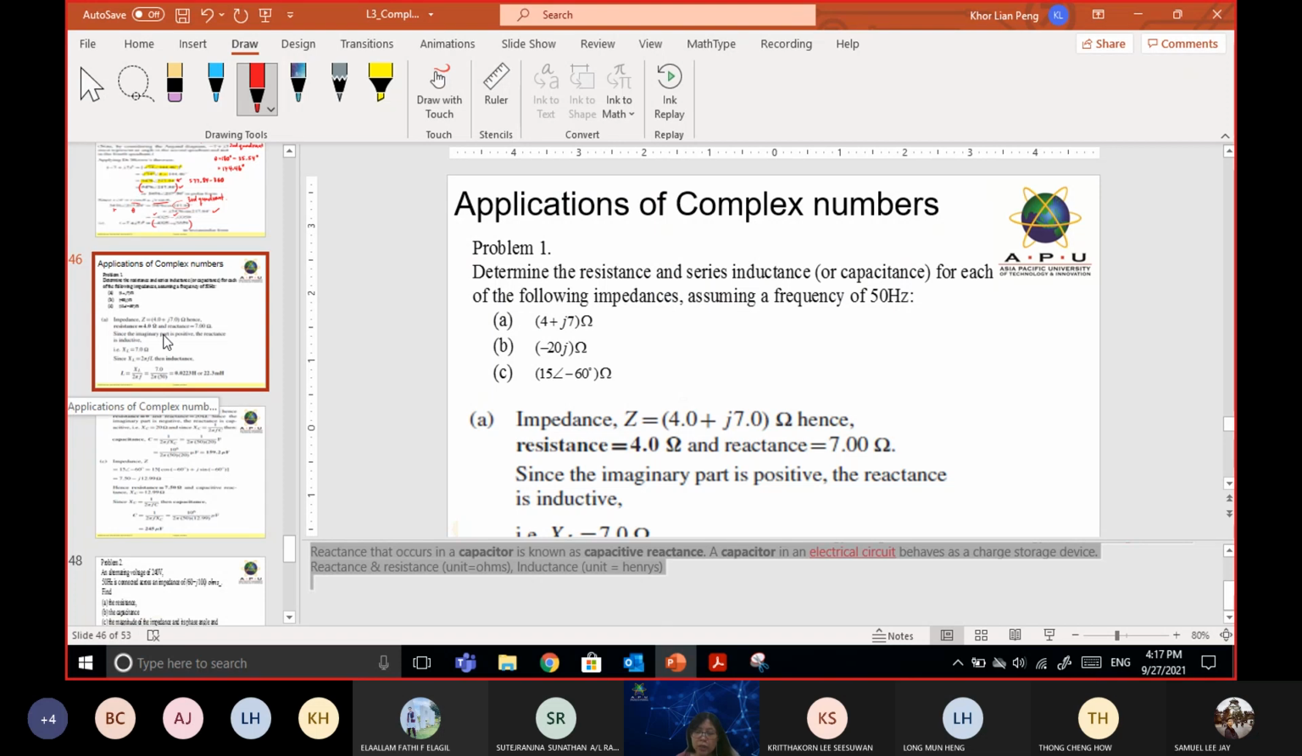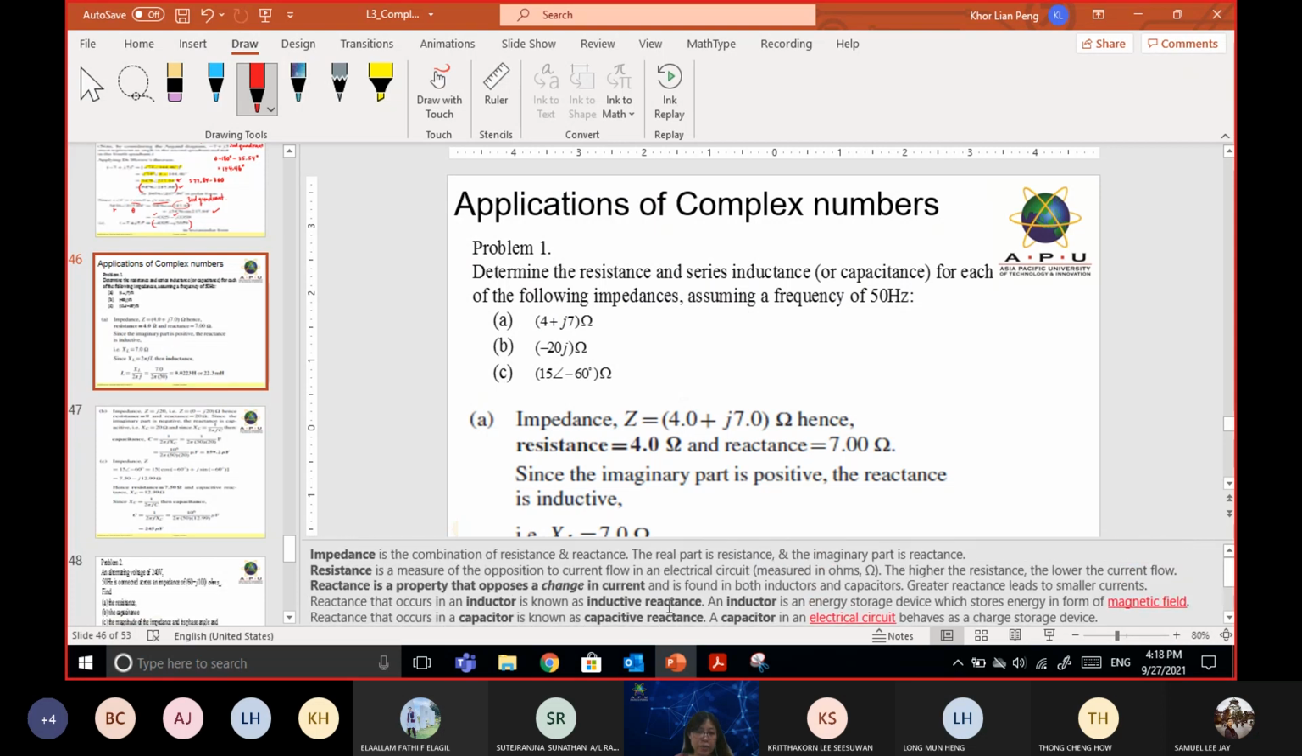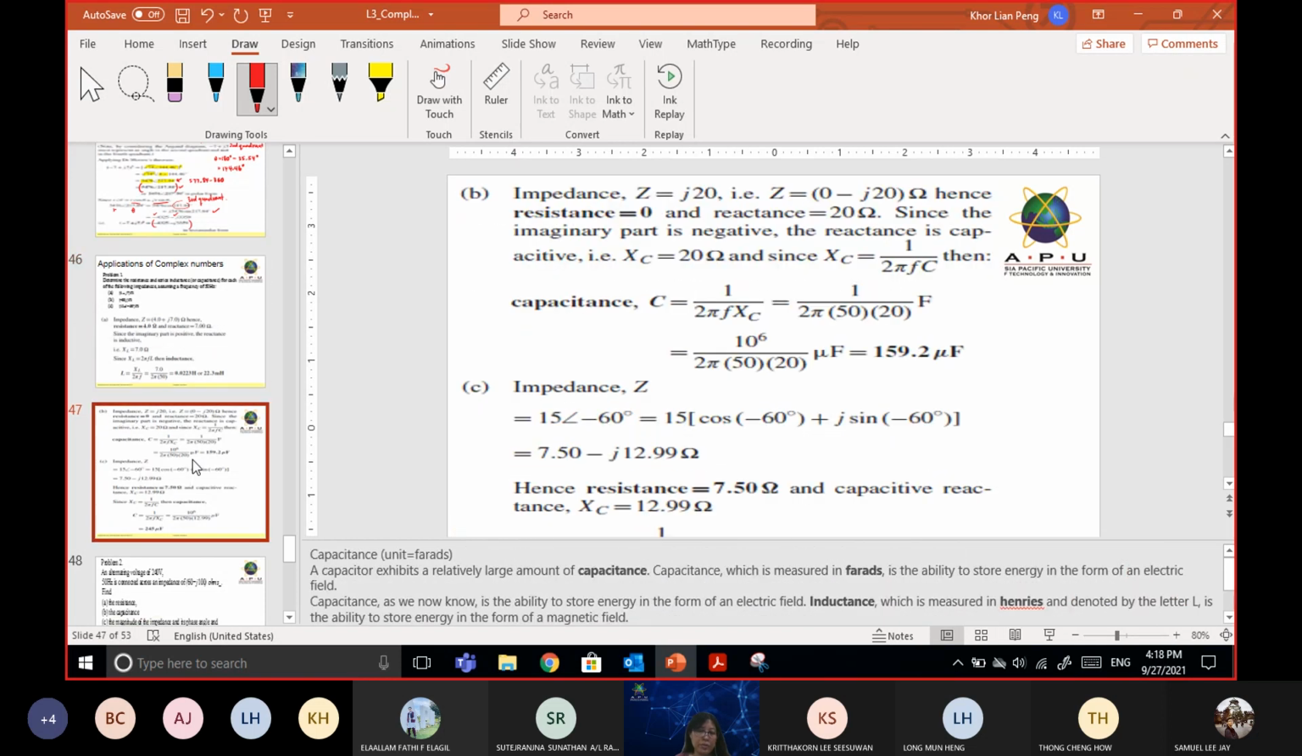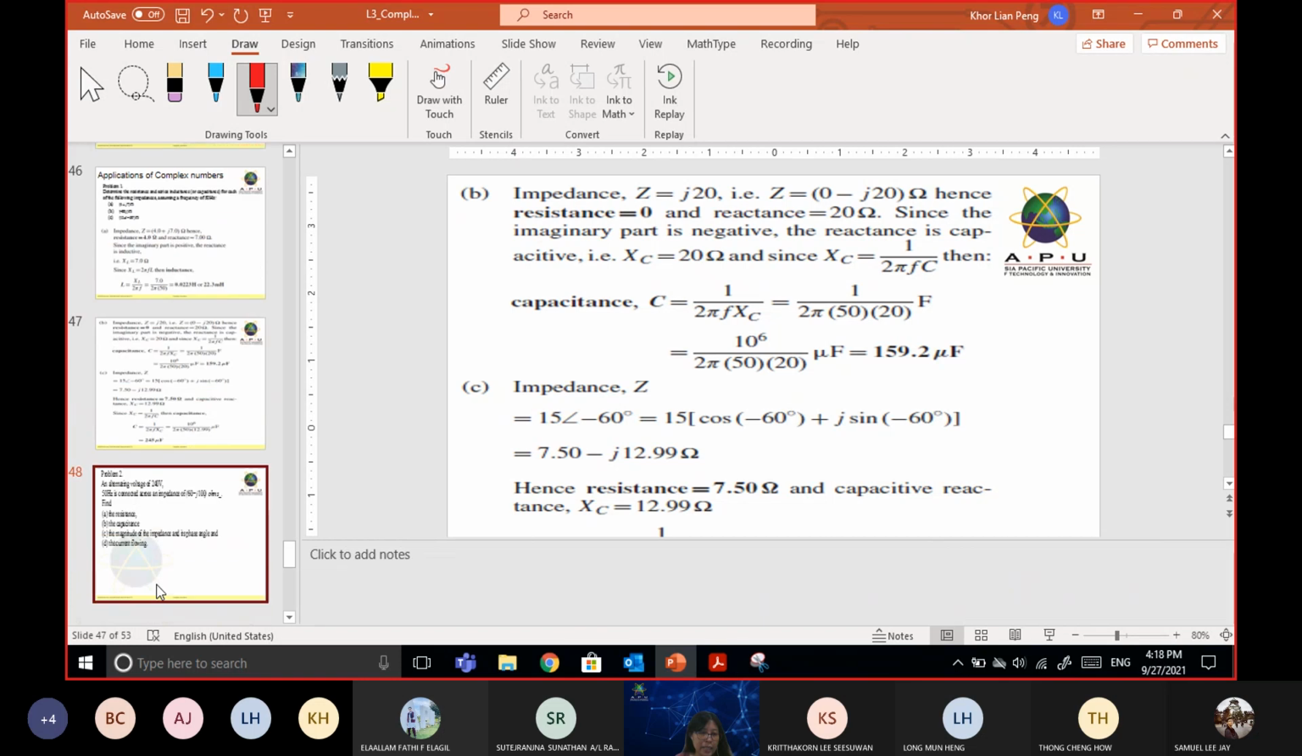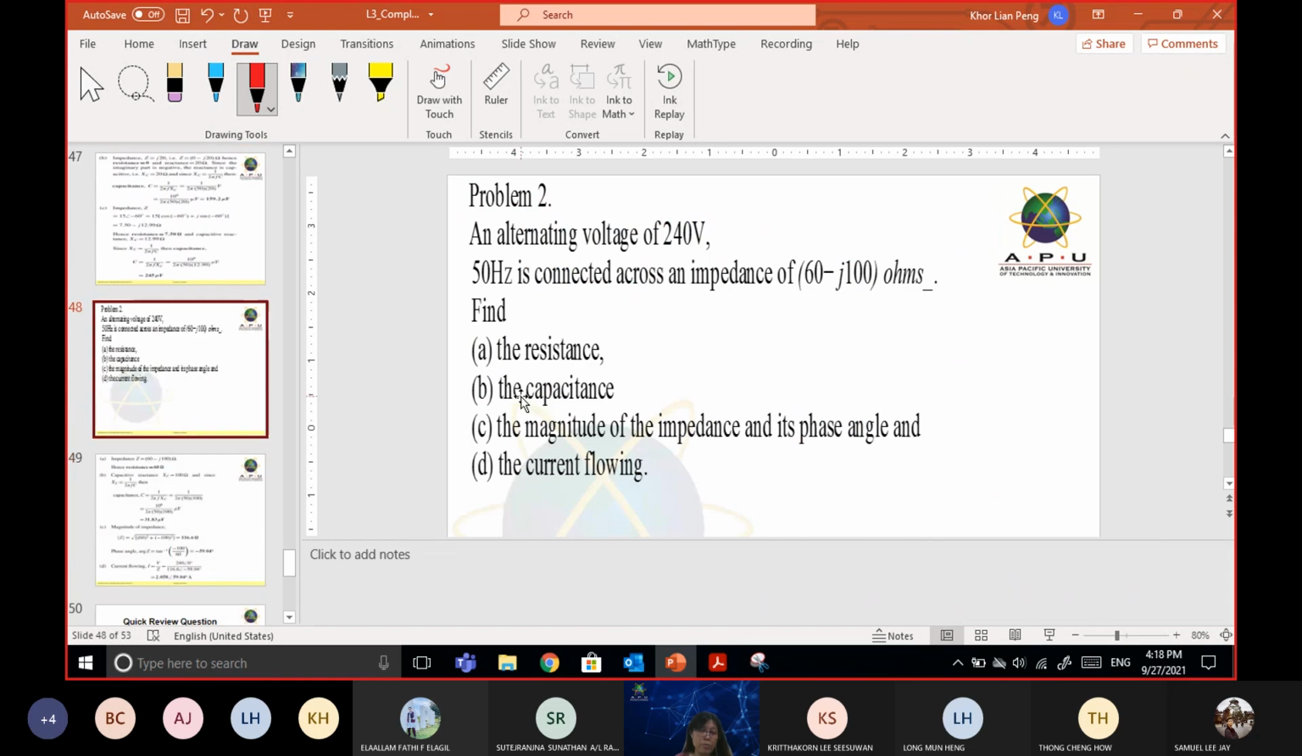Maybe this one I will go through tomorrow. But just now I tried to put the terms for you in the chat box so you can have a look, so that tomorrow before we come to this one, you can understand better. So I think this part I'm going to go through tomorrow. And another topic is also the applications of the complex numbers in engineering.